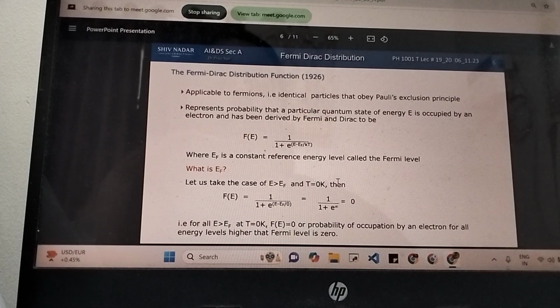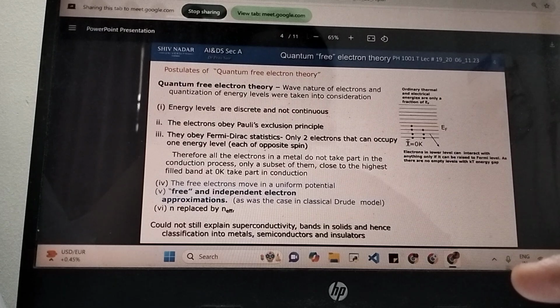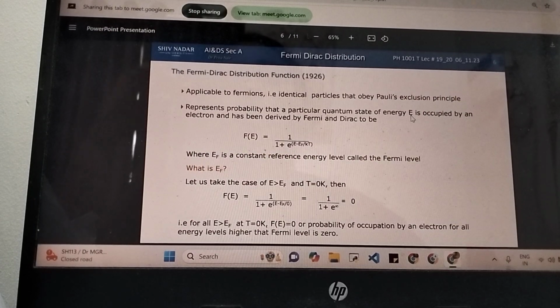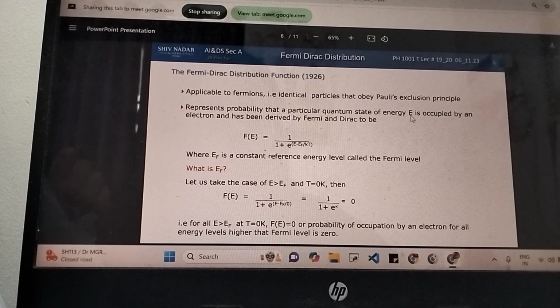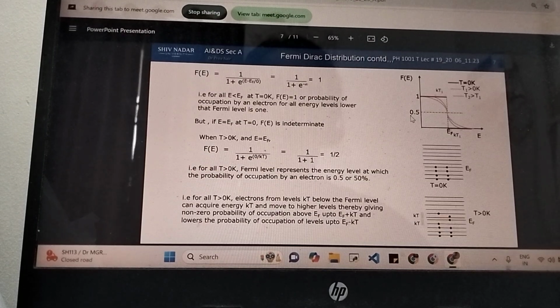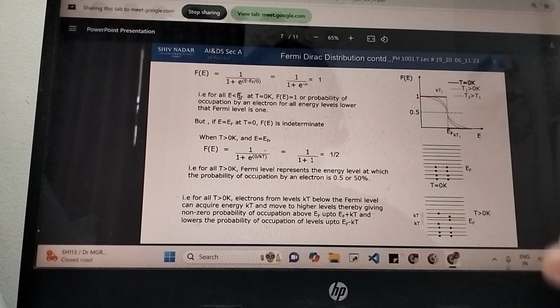Meaning if I say this yellow line is my Fermi level at 0 Kelvin, then no energy level above it can be occupied. All of them are definitely going to be empty as a rule at 0 Kelvin. So the highest, in other words you can say the highest occupied energy level at 0 Kelvin is my Fermi level. That is one possible definition. Now at 0 Kelvin we'll also see about the levels less than EF. 1 by 1 plus e raised to (E minus EF) by 0.